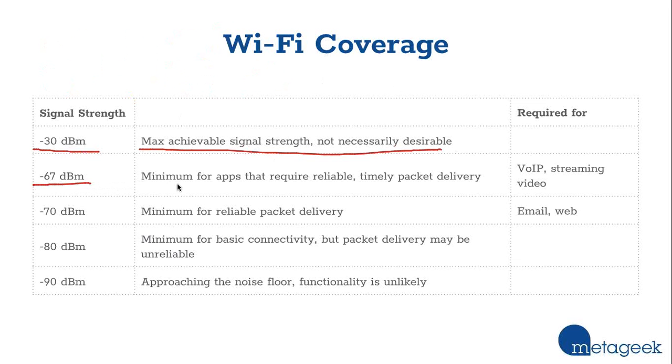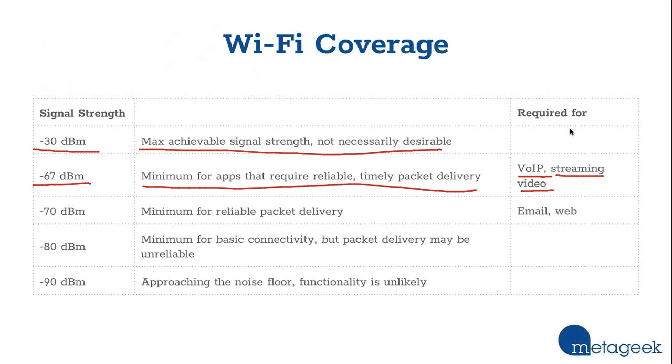Negative 67 dBm is what I consider to be the minimum for applications that require timely packet delivery. Think things like voice over IP or streaming video with Netflix or any kind of streaming service like that. When we're moving a whole bunch of data, we need to be able to transmit it the first time, have it reliably get there the first time, and then reliably get an acknowledgement back the first time. We don't want to be messing with any retransmissions or delivering packets out of order or anything like that.